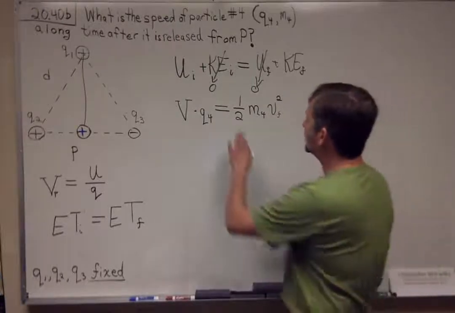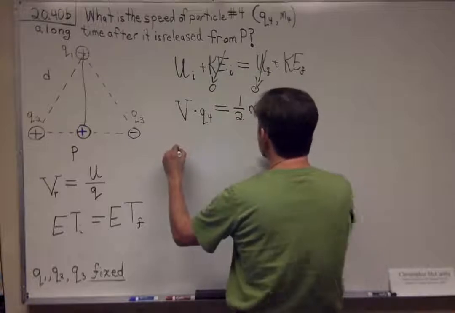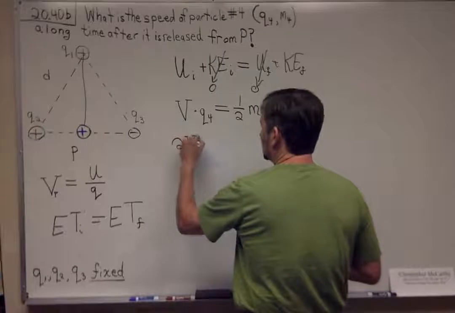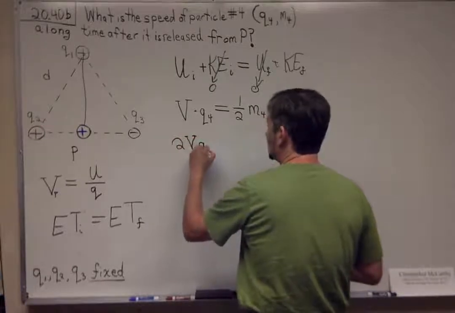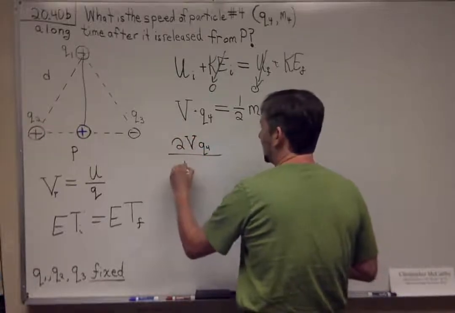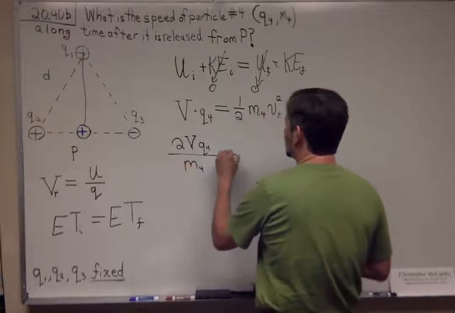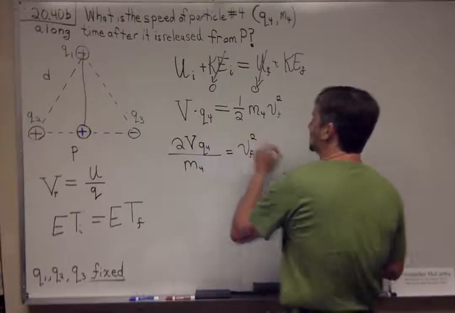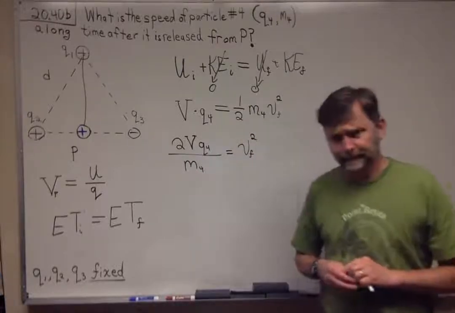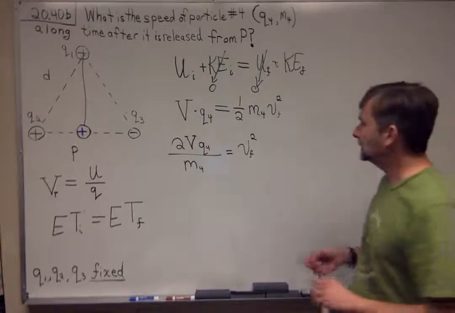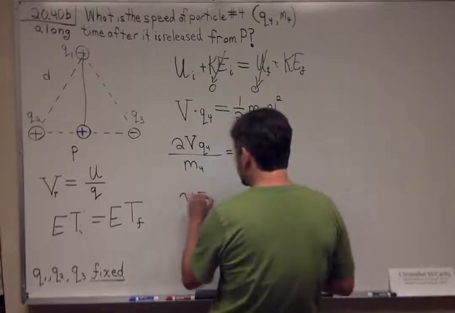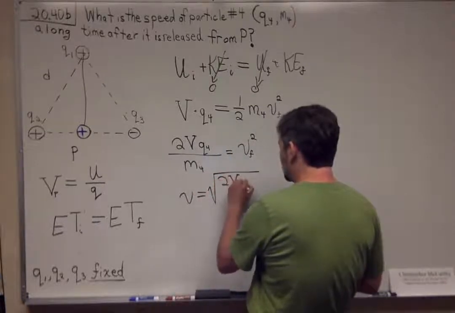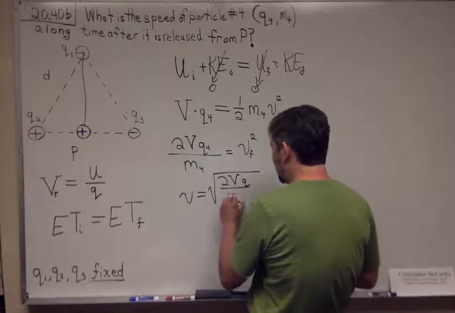You can just do some math here. Multiply through by the 2, divide by m. I would get 2 V, voltage, Q4, divided by the mass of the particle, m4, equals the particle's velocity squared. And to now solve for velocity, you just take the square root of both sides. So we could write that as v equals the square root of 2, capital V, Q over M.